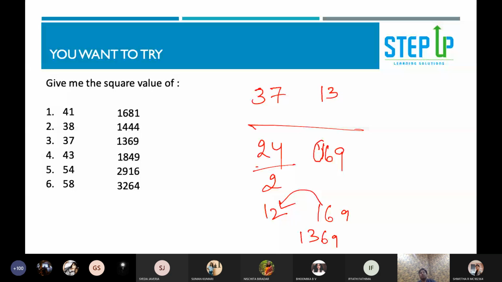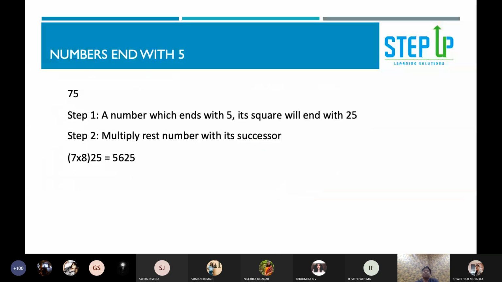Okay. Now let's talk about those numbers which end with 5. It's a very simple one, right? The square of a number which ends with 5 will always end with 25. Remember that. There's the concept of unit digit as well, where we say that numbers ending with 5, their square will always end with 25. So if you talk about 75, the work of 5 is to bring 25 in its square.